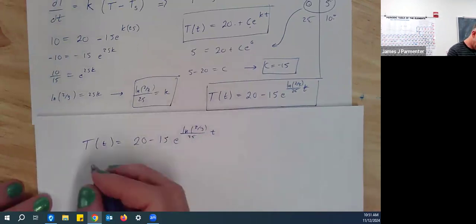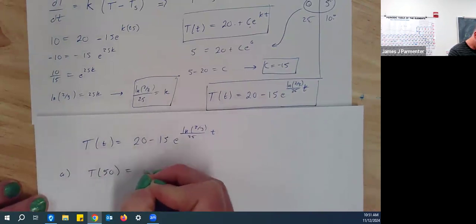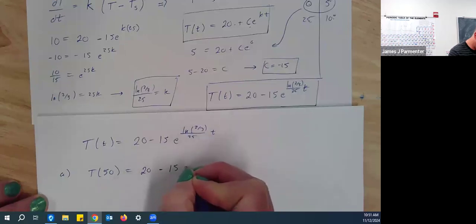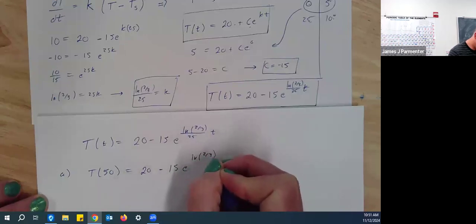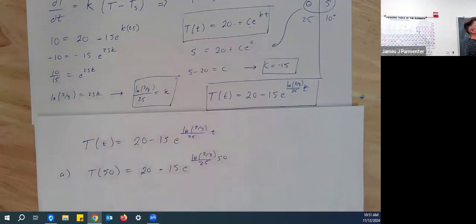All right, so if we plug in 50 minutes, we have the temperature at time 50 is going to be 20 minus 15 e to the natural log of 2/3 over 25 times 50. So when the amount of time is an integer multiple of how long it took for the thing to happen in the first place, right? In this problem, it took 25 elapsed minutes for the temperature to do a thing. When that's the case, when you're given an amount that's double that or triple that or some integer multiple of that, you can figure the rest of this out mostly without a calculator.